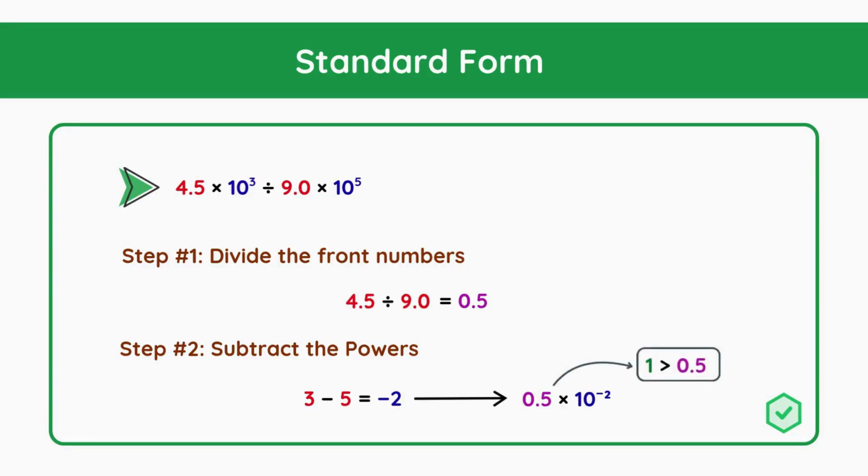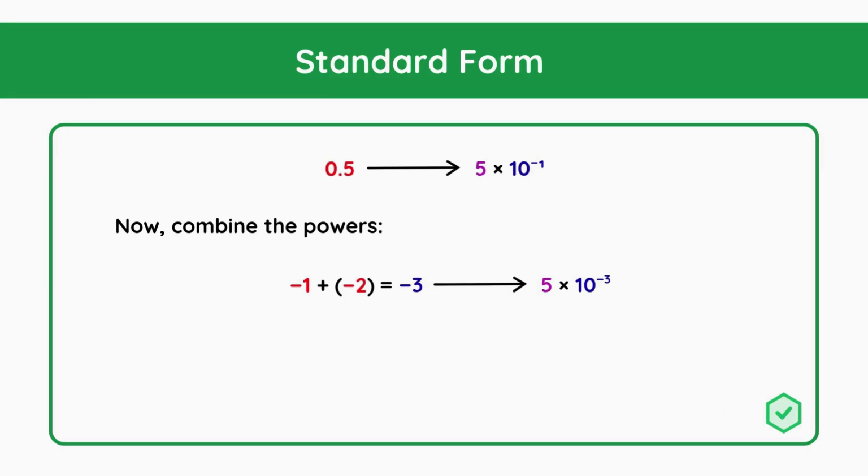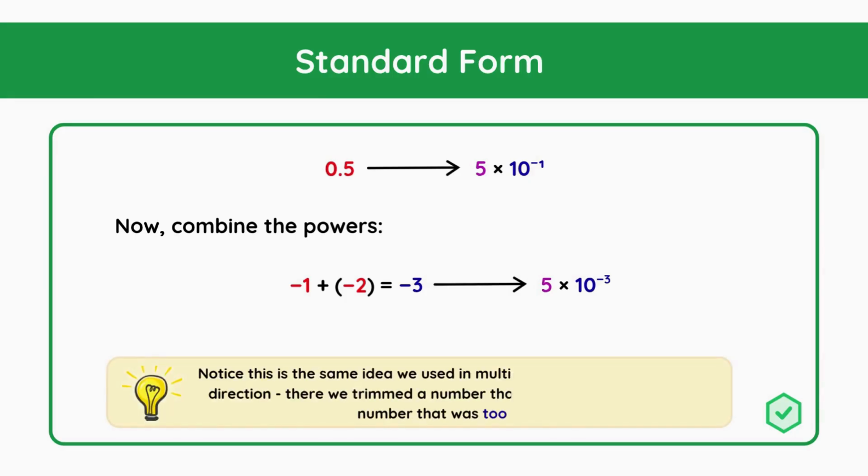But 0.5 is less than 1. So again, it's not yet in standard form. We rewrite 0.5 as 5 times 10 to the power of minus 1. And that minus 1 combines with the minus 2 we already had, giving minus 3. So the final answer is 5 times 10 to the power of minus 3. Notice this is the same idea we used in multiplication, just in the opposite direction. There we trimmed a number that was too big, here we fix a number that was too small.